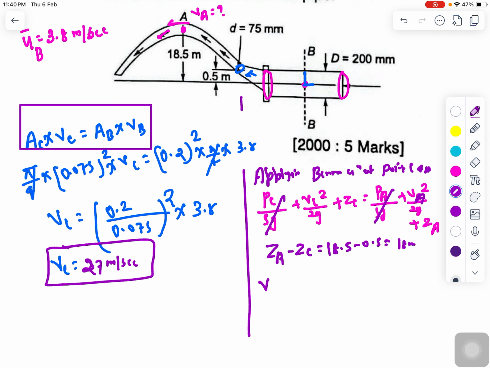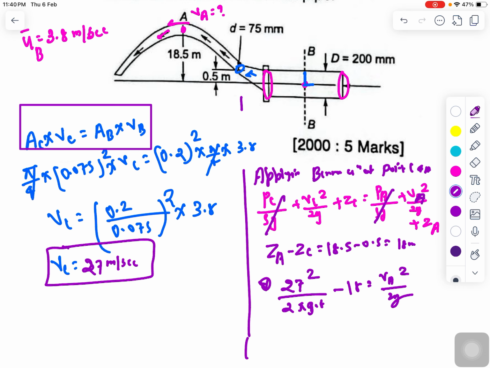And after that you can substitute these things, that is 27 whole square divided by 2 multiplied with, let's say, 9.8, minus 18, that is equal to VA square divided by 2g. Is that clear? So let's try to calculate this value, how much value we are getting from here. That is very important.